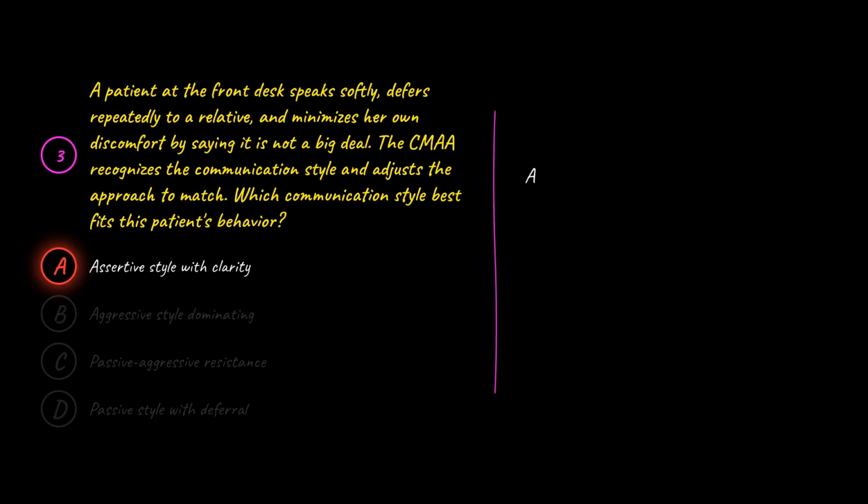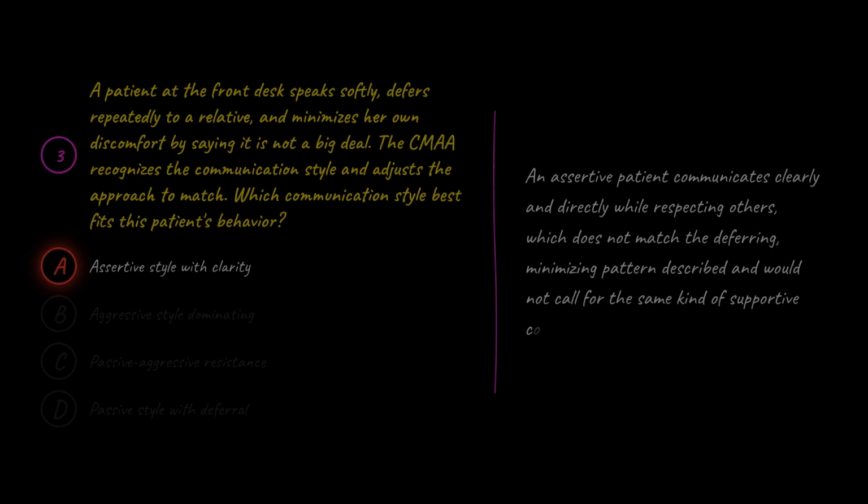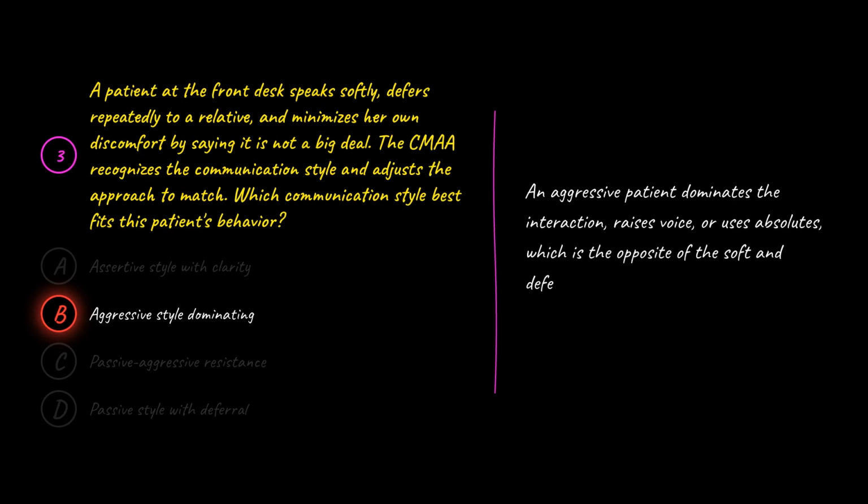A is wrong because an assertive patient communicates clearly and directly while respecting others, which does not match the deferring, minimizing pattern described and would not call for the same kind of supportive coaxing approach. B is wrong because an aggressive patient dominates the interaction, raises voice, or uses absolutes, which is the opposite of the soft and deferring pattern described in this scenario at the registration desk.